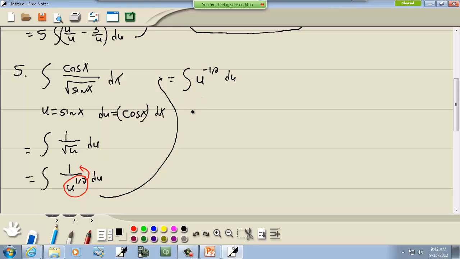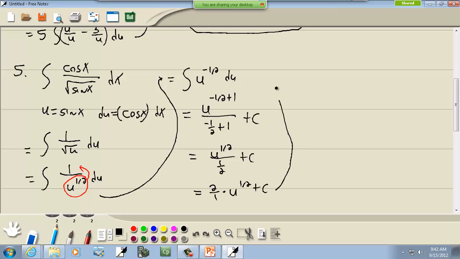And now we got u to a power. So we're ready to apply our formula. Formula says you add 1 to your power, divide by your new power. So I got negative 1/2 plus 1 divided by negative 1/2 plus 1 plus c. Well, negative 1/2 plus 1 is 1/2. So this becomes u to the 1/2 over 1/2 plus c. If you got a single fraction downstairs, you can flip it and multiply it times your top part. So I got 2 over 1 times u to the 1/2 plus c, which gives us 2u to the 1/2 plus c.